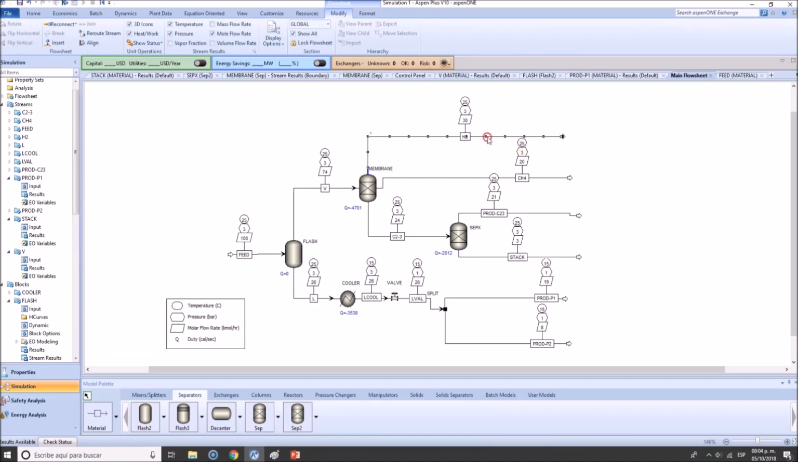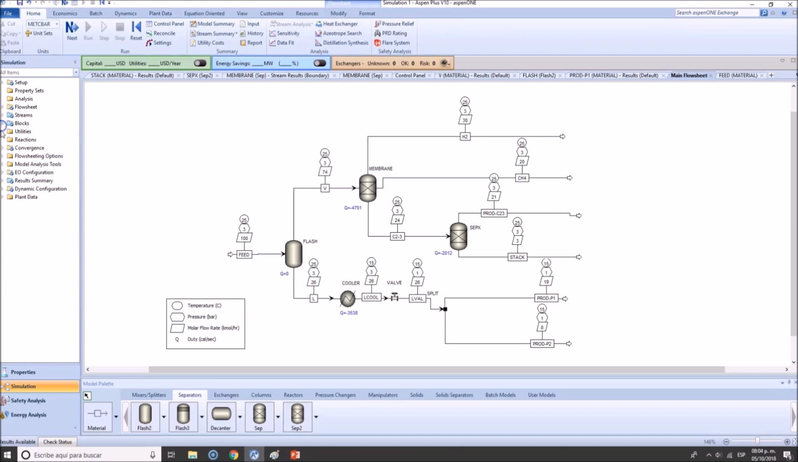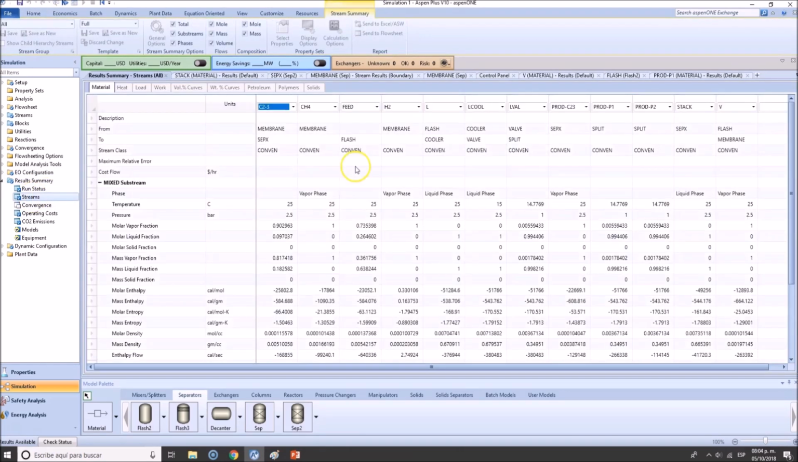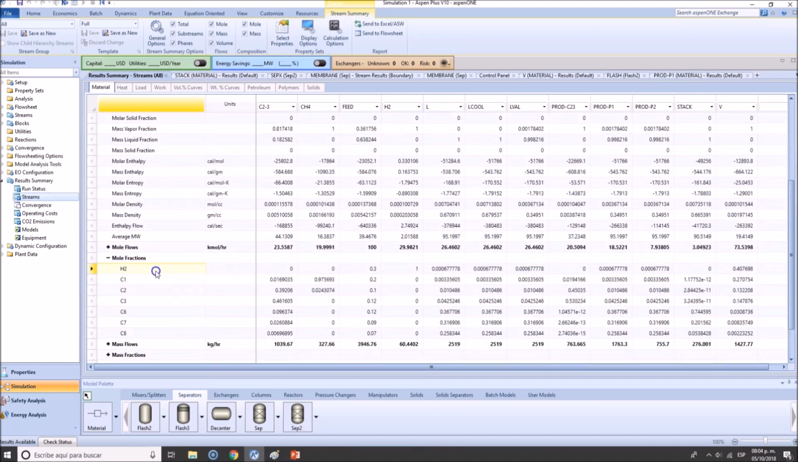Let's go here. The best way to do this is to go to the results. Here, you just collapse all this here, result summary, streams. And oh boy, you will get all the streams. So this process is not that big, so still you can manage to remove all this part from here. We want to see purities, here they are.